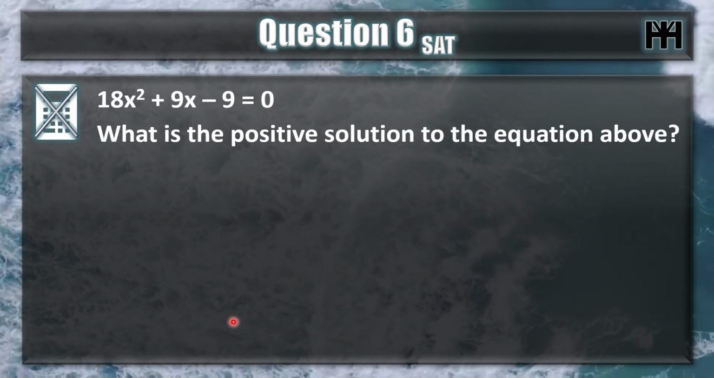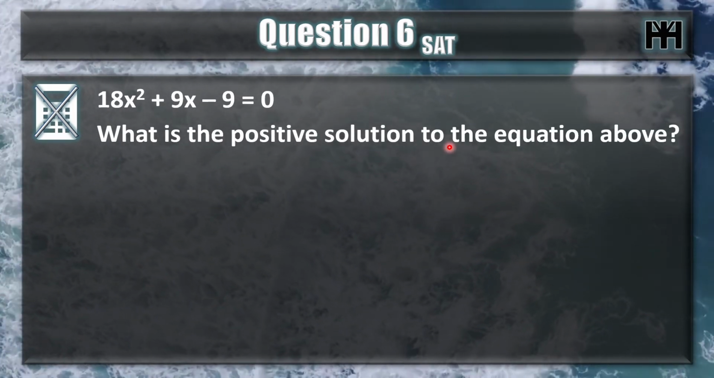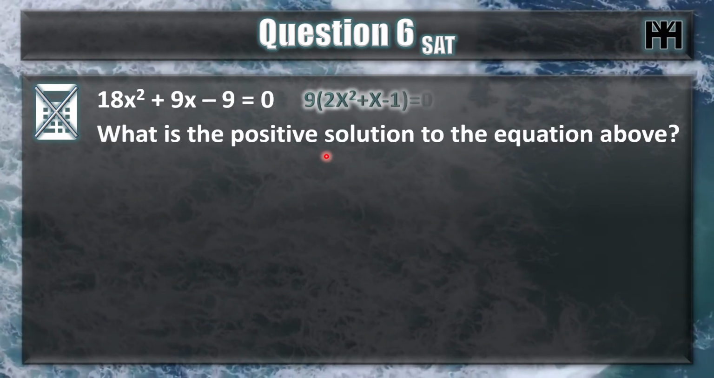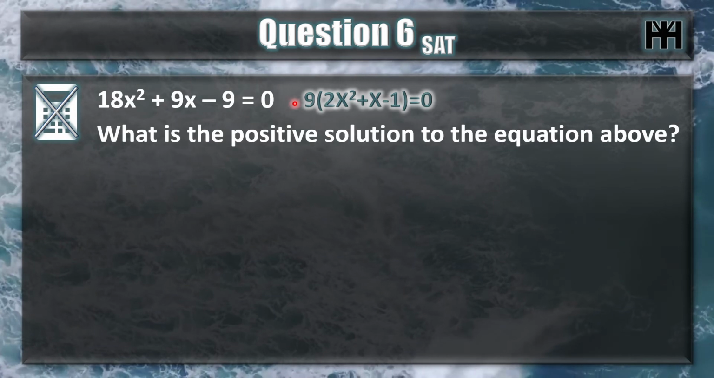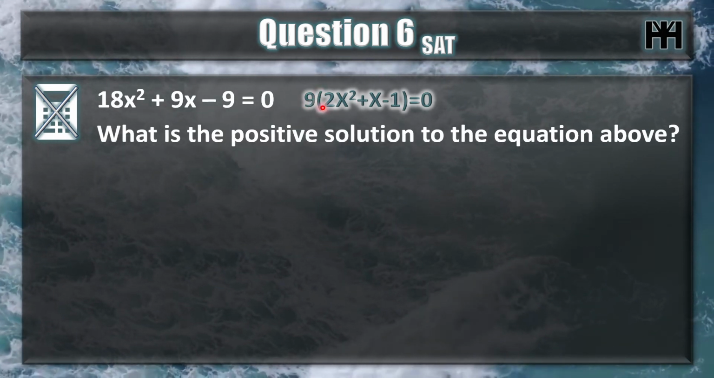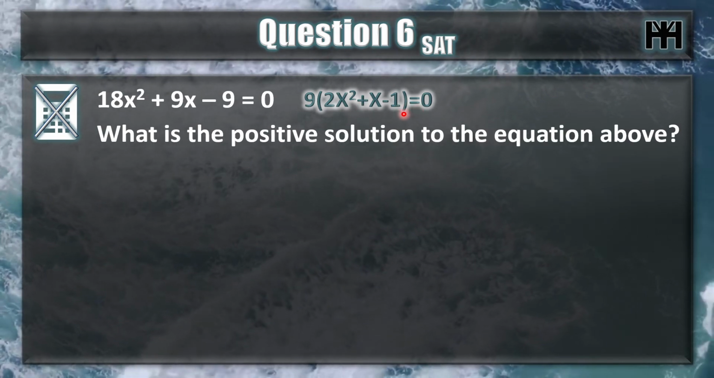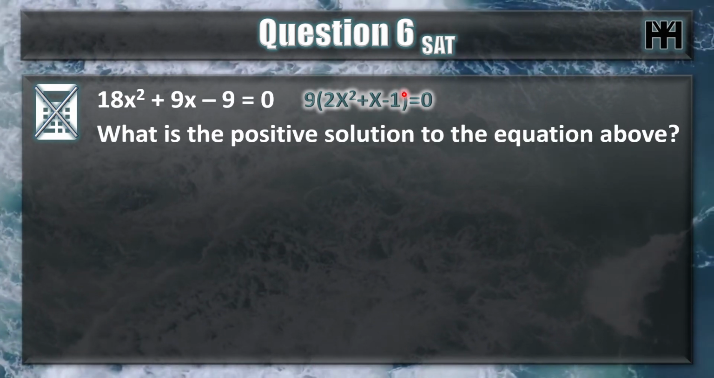Question 6. What is the positive solution to the equation above? Okay, so they want the positive solution. So let's take 9 as a common factor here. So we have 2x squared plus x minus 1 equals 0. So this is our equation here. We will work on this equation.